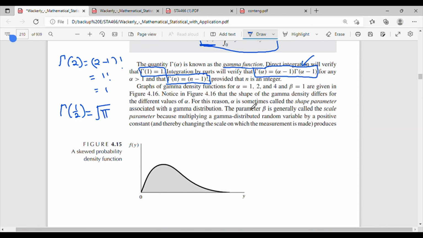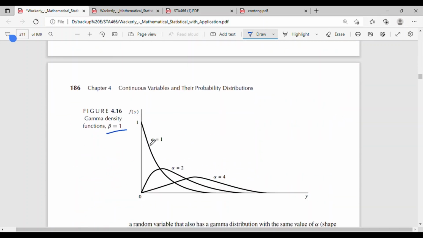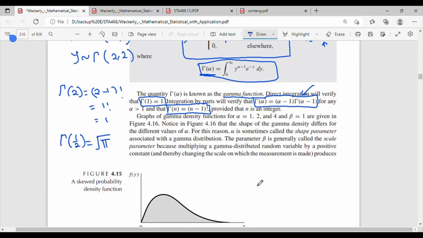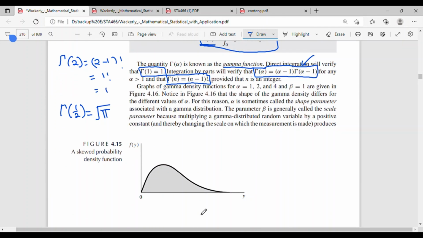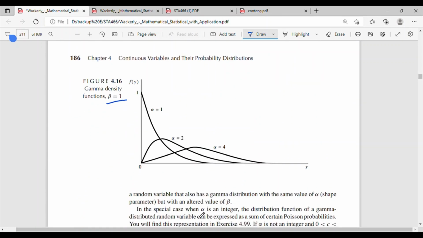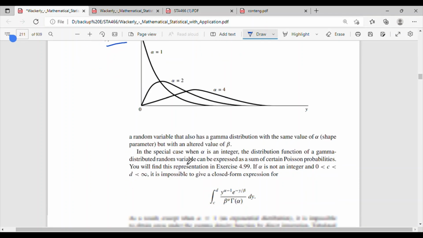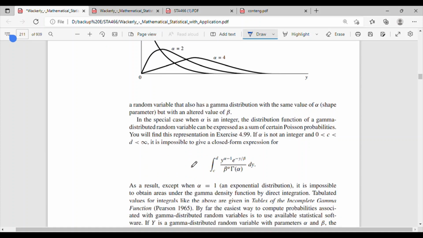So it says that for this reason alpha is sometimes called the shape parameter. So its shape will change. When alpha is 1 its shape will be like this, alpha 2 this one, alpha 4 will be that one. Its spread is different. The parameter beta is generally called the scale parameter because of multiplying a gamma distributed variable by a positive constant. Okay, so different alpha will give a different shape of the graph. Okay, so that is the probability density function for the gamma distribution.